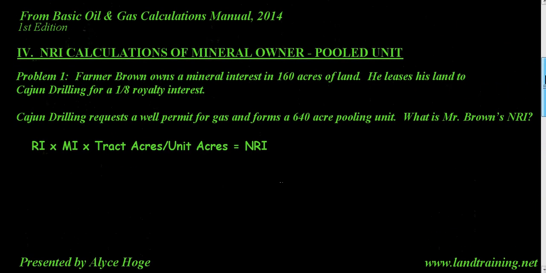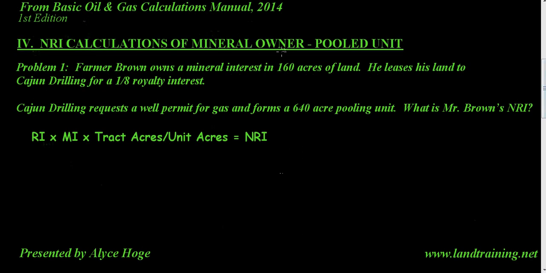Okay, now this next chapter is on pooling, and it's called Net Revenue Interest Calculations of the Mineral Owner in a Pooled Unit. But before I give you the problem, let me just explain a little bit about what pooling is. Pooling is state laws that are enforced by state conservation agencies. In Texas, it's the Texas Railroad Commission. In Louisiana, it's the Department of Conservation. In Oklahoma, it's the Oklahoma Corporation Commission. And what it says is that you can only have one well for so many acres.